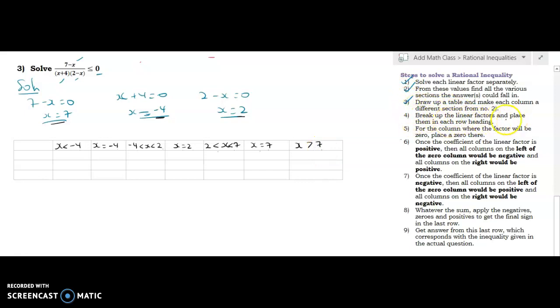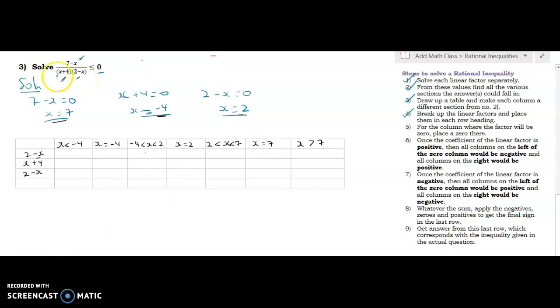I'm going to break up my linear factors and place them in each row heading. So my linear factors are these three values here. I'm going to have this row heading here, x plus 4 is my next one, and 2 minus x is my other one. Now I want to fill out the table. In my first line, the coefficient of x is minus, so we put a 0 where x is 7. Since it's a negative, the value to the left will be positive and the value to the right of the 0 would be negative. So I'll put positive, positive, positive, positive, positive here, and negative here.